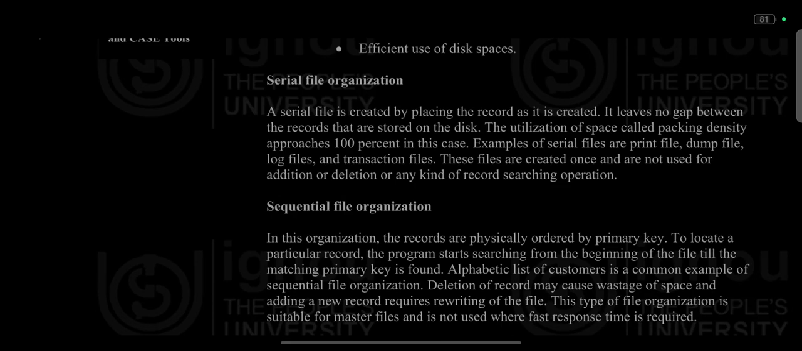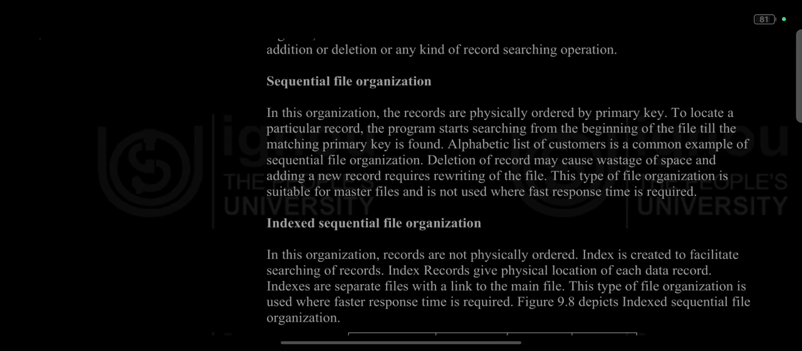Sequential file organization. In this organization, the records are physically ordered by primary key. To locate a particular record, the program starts searching from the beginning of the file until the matching primary key is found. An alphabetic list of customers is a common example. Deletion of a record may cause wastage of space, and adding a new record requires rewriting of the file. This type of file organization is suitable for master files and is not used where fast response time is required.